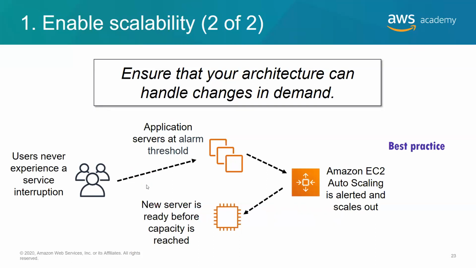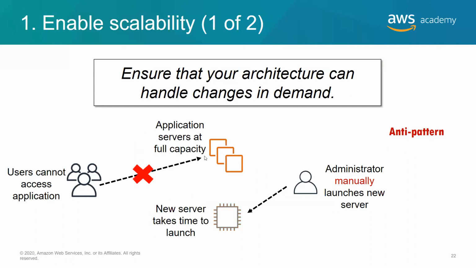Now the user never experiences a service interruption, because the application servers are monitored along a threshold. Whenever there is a problem, the application is going to alarm on your threshold, so that a new server is ready before capacity is reached. This is the best practice.